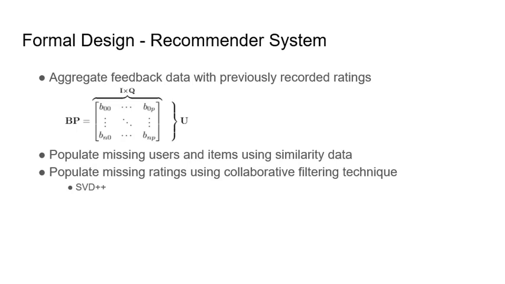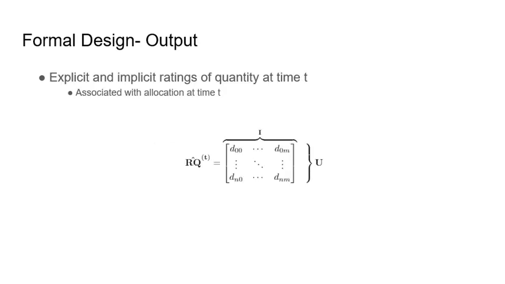We then make a copy of that matrix, and that is a temporary copy, and we are going to populate missing users and items using the similarity matrix in order to add in the different similarities that we have calculated before. Then we populate the missing ratings for the rest of the user item allocation using a collaborative filtering technique, SVD++, as mentioned earlier. Once SVD++ is completed, we have filled in all the missing ratings.